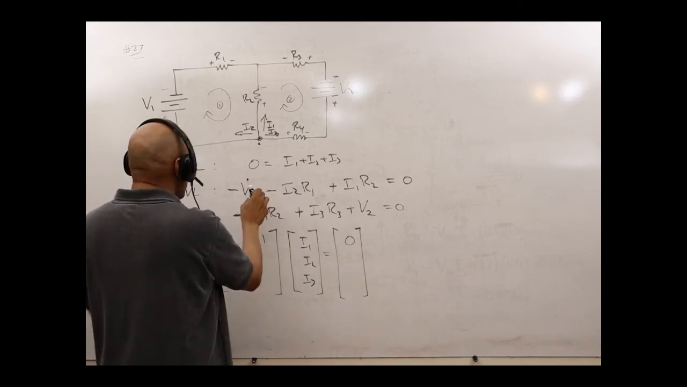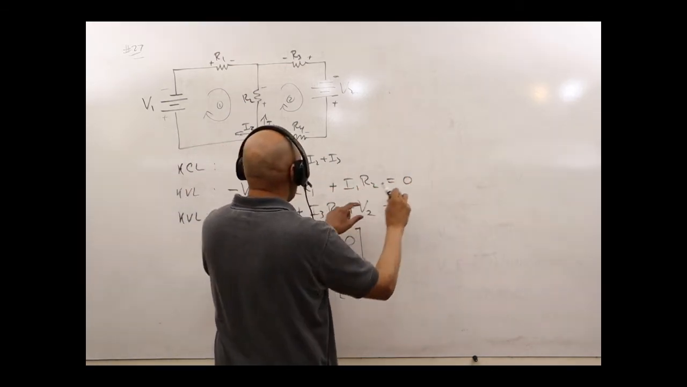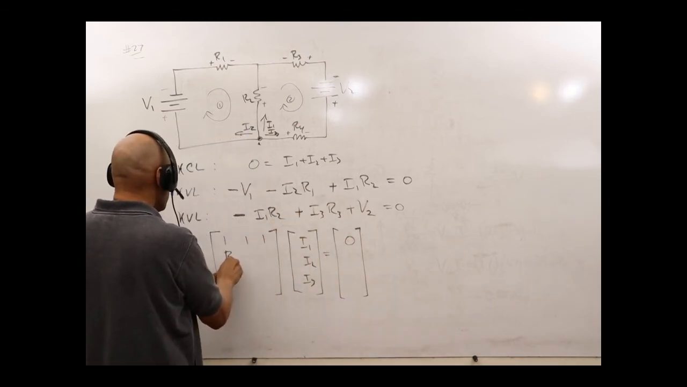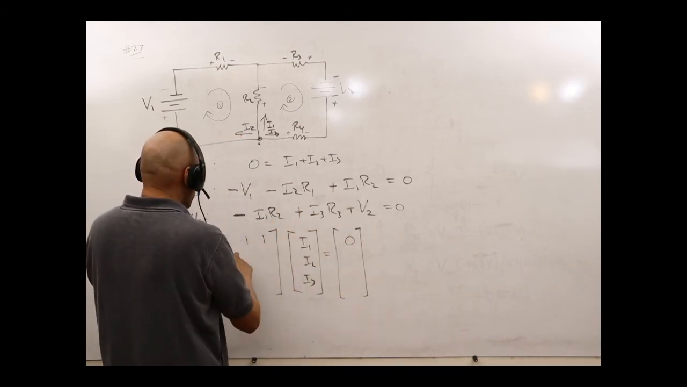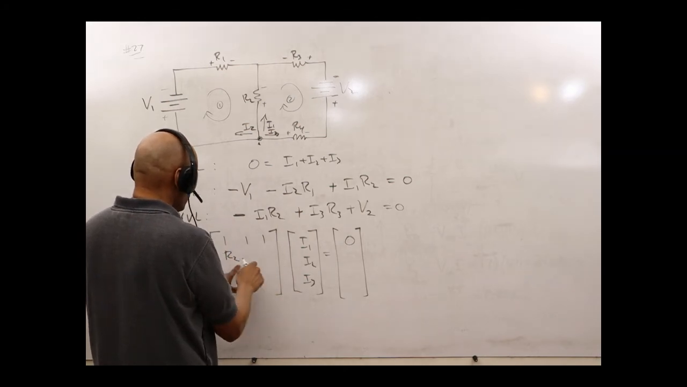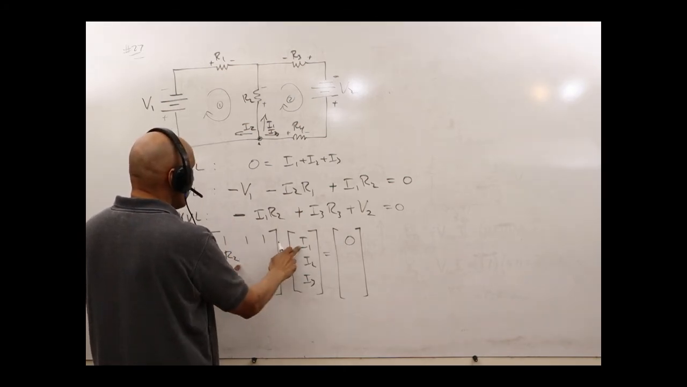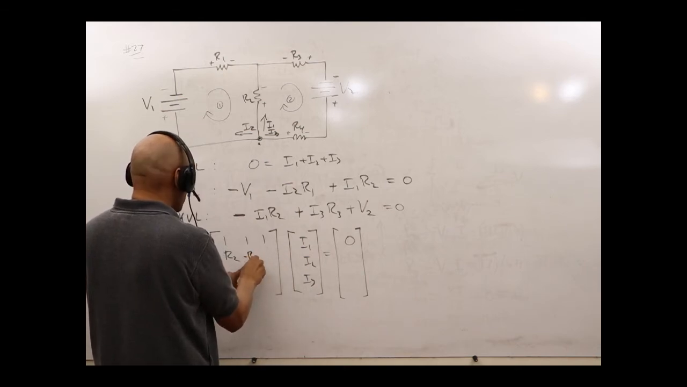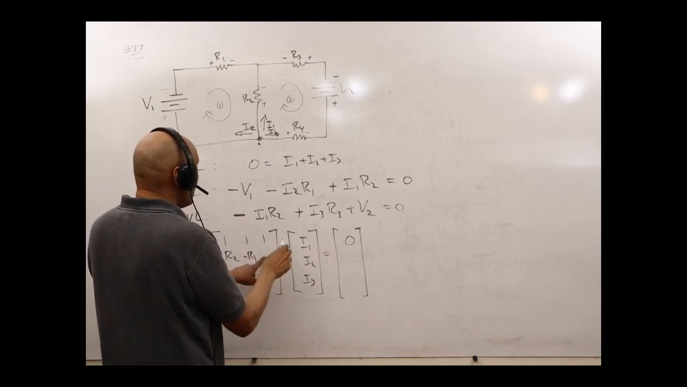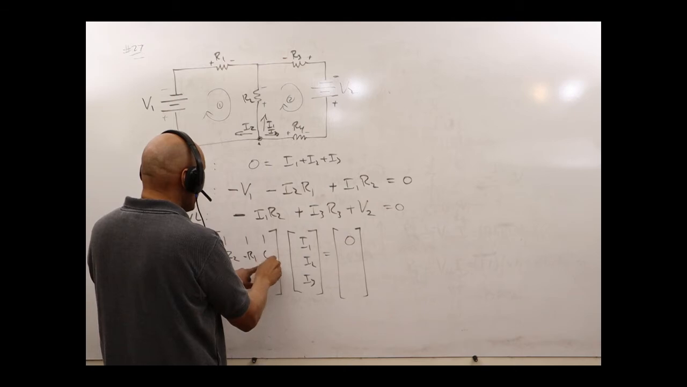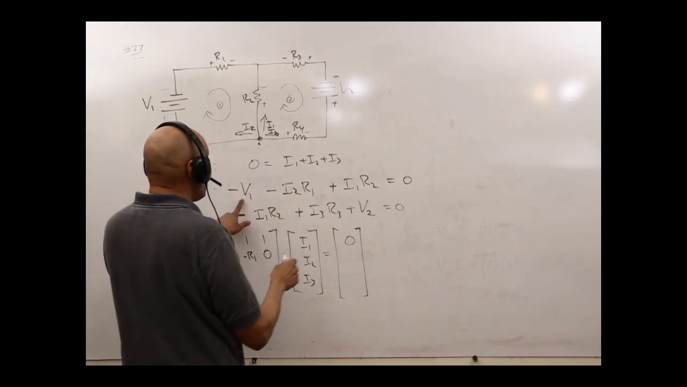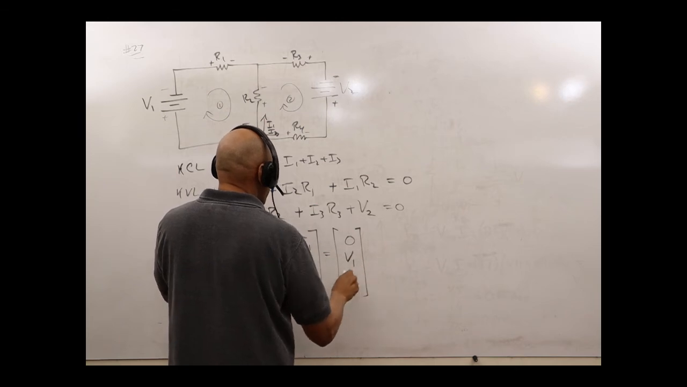Second equation, I'm going to move the V1 to the other side and look at what's in front of I1. So I1 is going to be R2, so this row times this column. R2 is in front of I1. And I2 is going to be minus R1. And then there is no I3, so this is going to be 0. So that's from the second equation. Okay, and the V1 is on the other side, so this is V1.